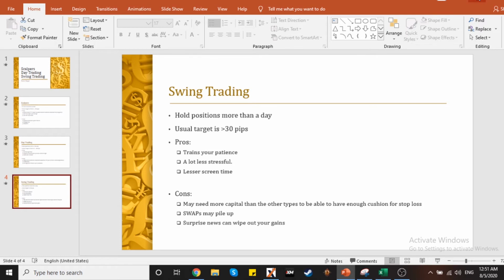Hindi nyo naman kailangan silip-silipin yung trades nyo eh. Pwede nyo siyang bisitahin sa susunod na linggo para lang makita nyo kung nag-take profit na ba, nasa na ba yung price at the specific time. So, dahil less screen time, less stress. Unlike the other types of traders.